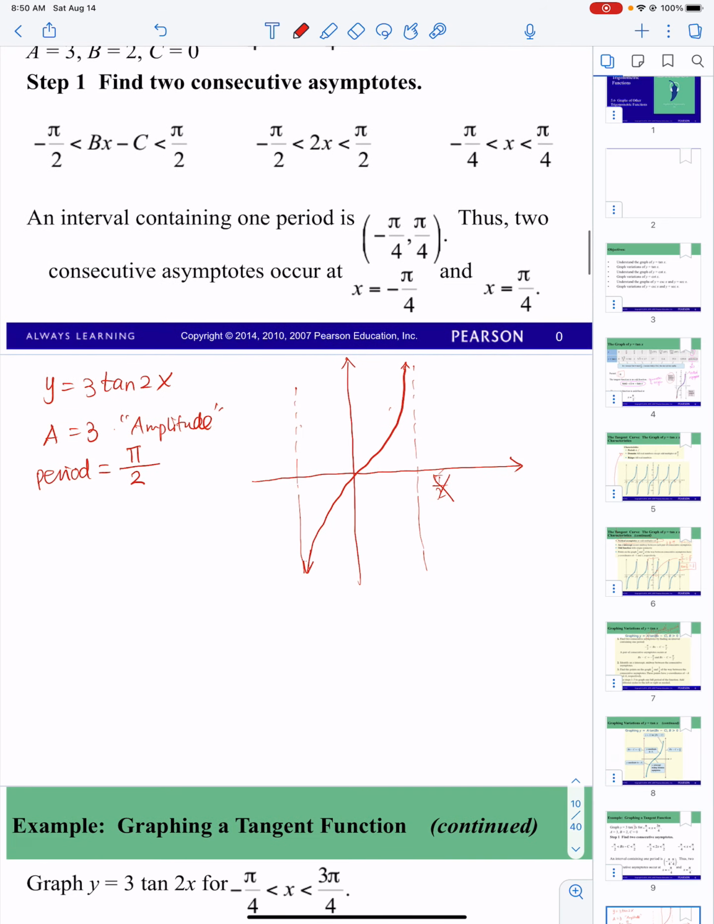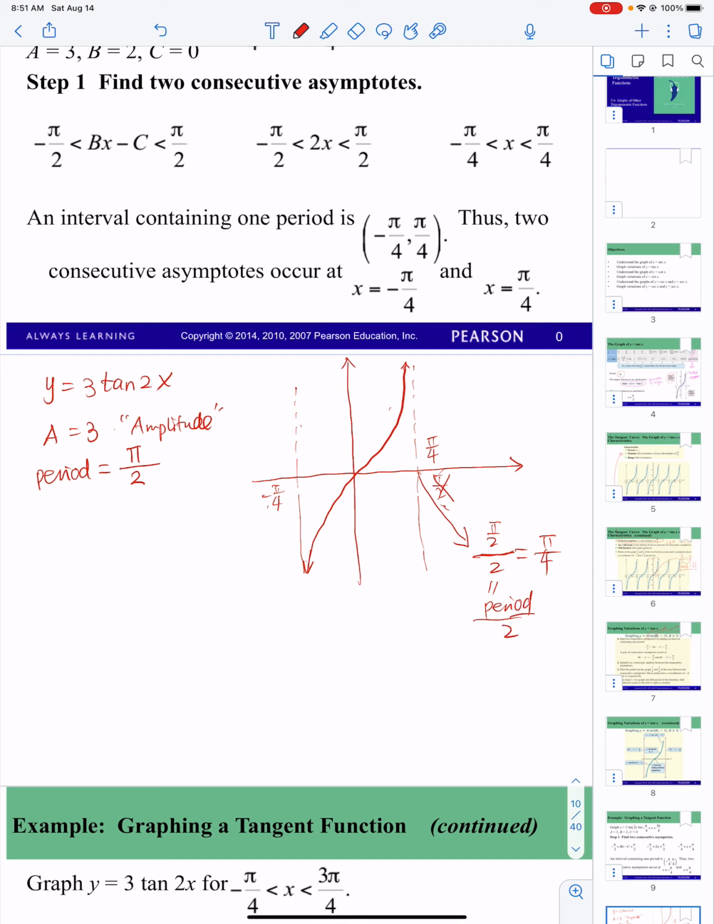This number here is what? Pi over 2 divided by 2. So it's what? Pi over 4. And here is what? Negative pi over 4. Are you with me? So this is the first thing that you need to do. So your period, pi over 2, divided by 2 is pi over 4. So the value here is the period divided by 2 to get you here.